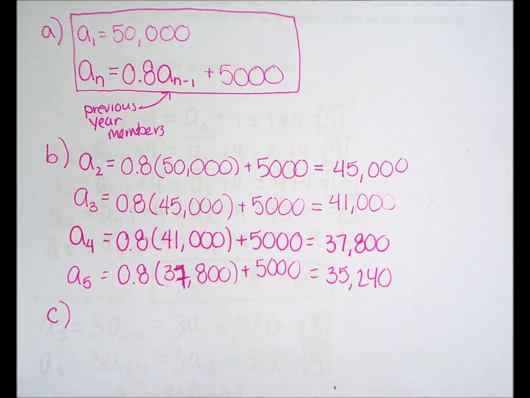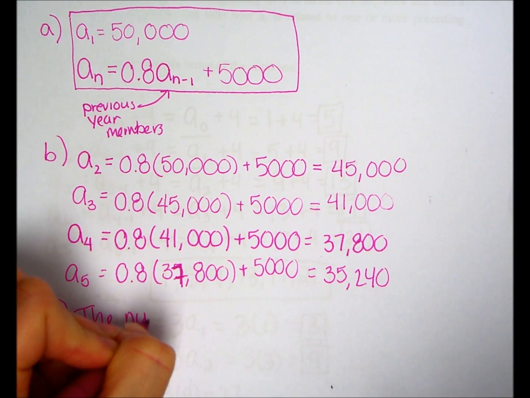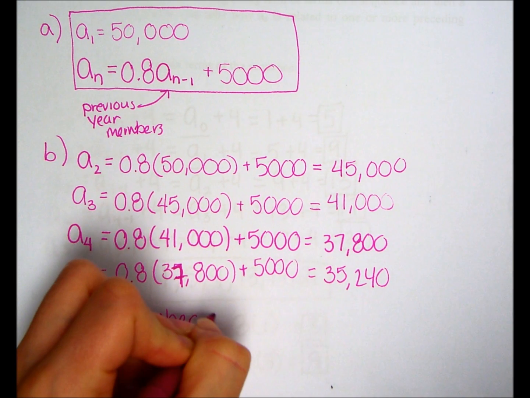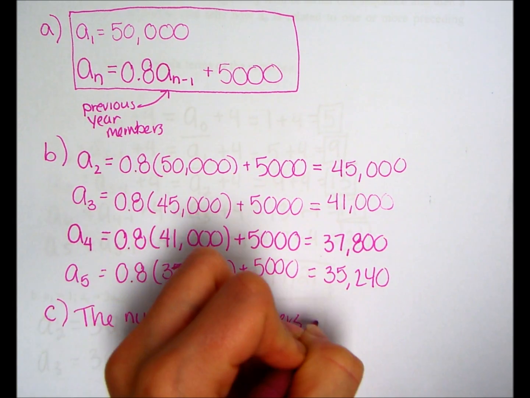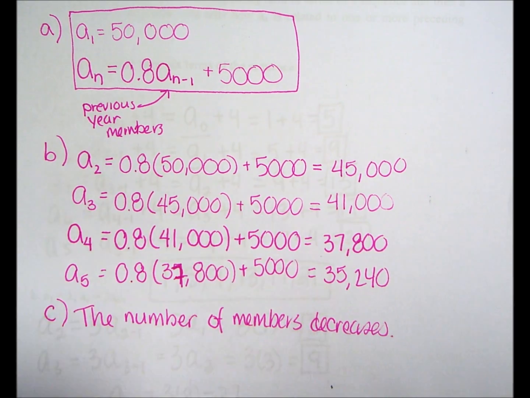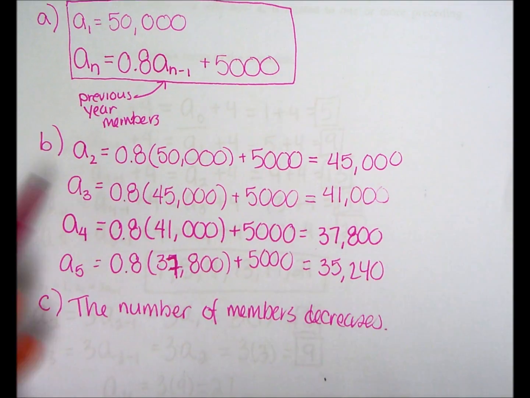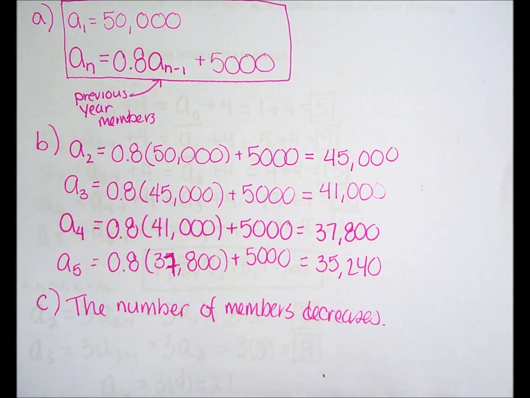Last problem, C. Describe what happens to the number of members over time. So we can say that the number of members decreases. And what happens that's kind of neat, I'm not going to do this, but I think you can do it on your own. You can see it, and it kind of works out nicely.